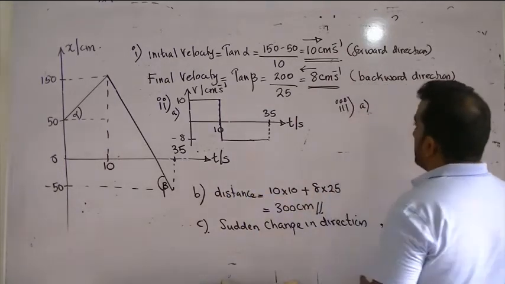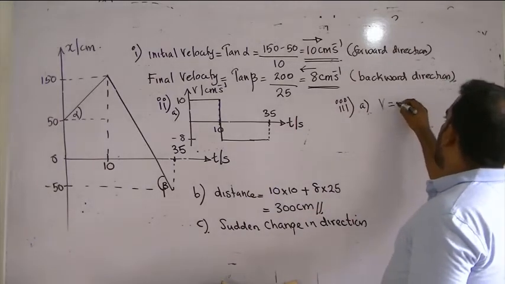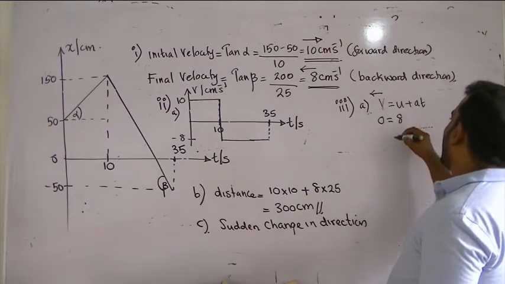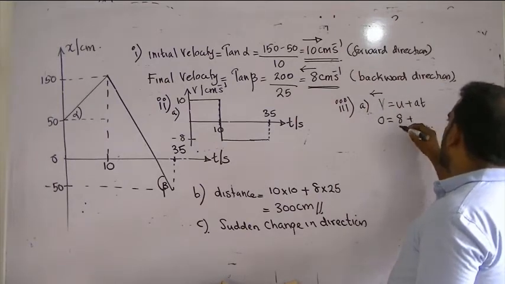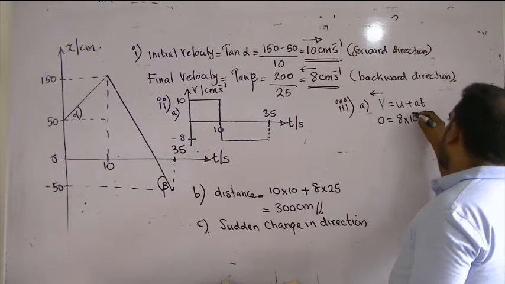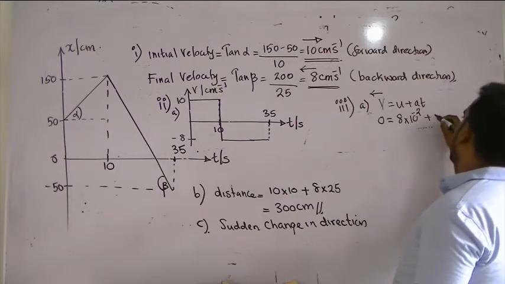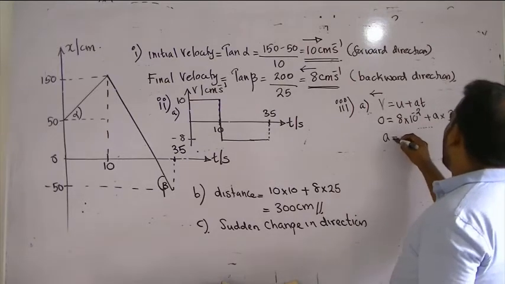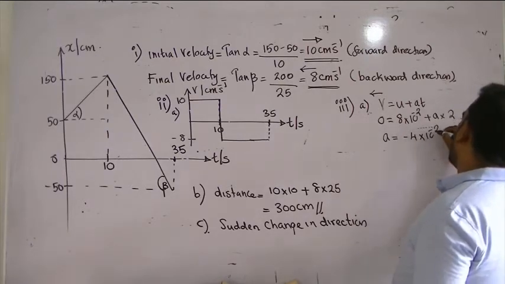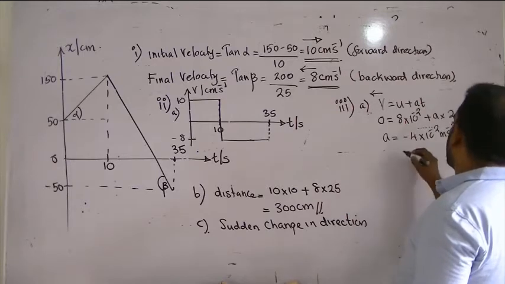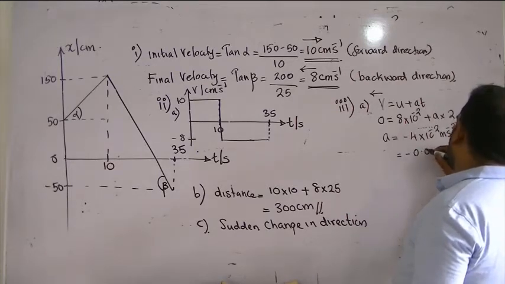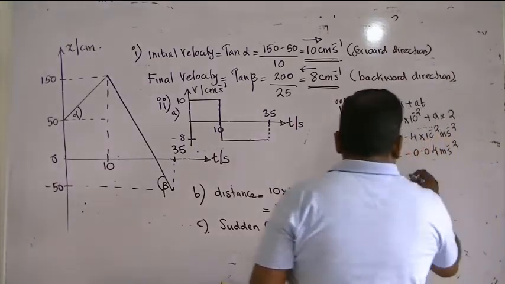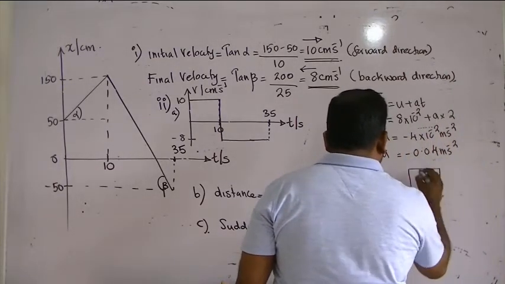What's the frictional force? So V equals U plus at. U is 8 centimeter per second, convert to meters. Acceleration we don't know, time is 2 seconds. a is equal to minus 4 times 10 to the power minus 2 m s minus 2, that is 0.04 m s minus 2.